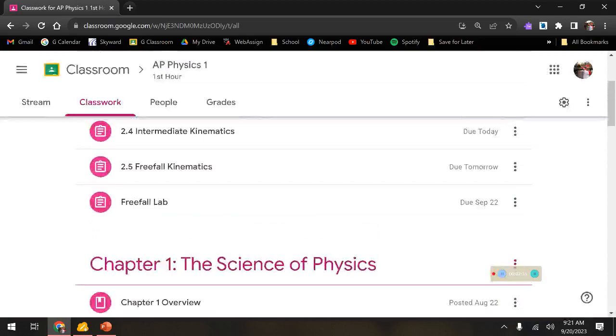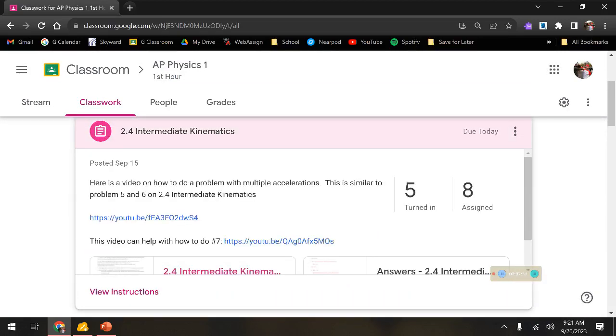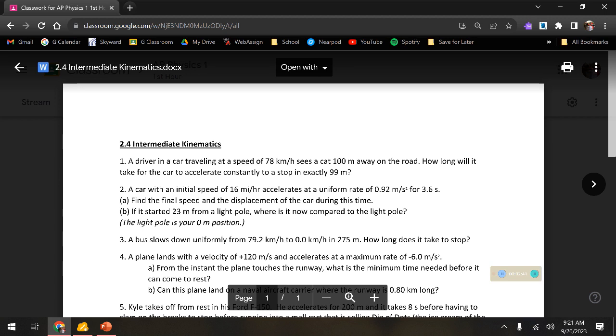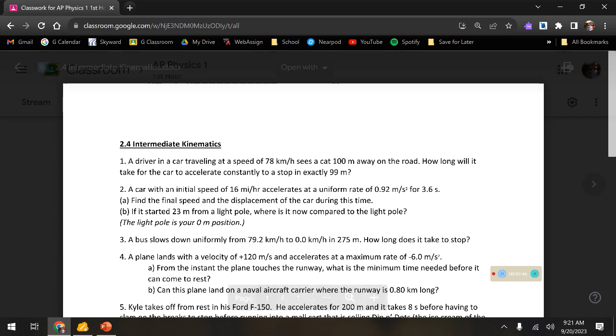Oh, come on, Toby. There we go. Okay, if it started 23 meters from the light pole, where is it now considering the light pole?